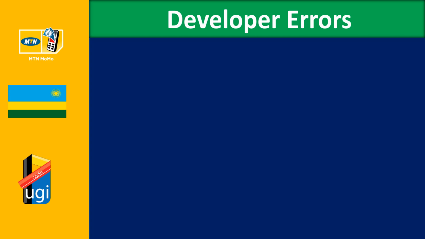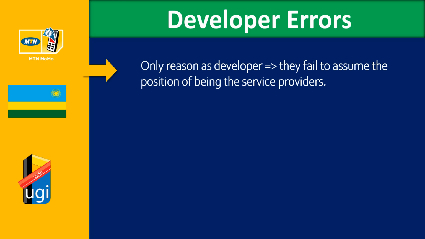So these are the errors or problems that most developers face and get confused about. One, as developers, they fail to assume the position of being service providers. So someone develops an app just because they are developers, and they fail to consider what challenges they'll receive if it is a customer using it for a service provider.